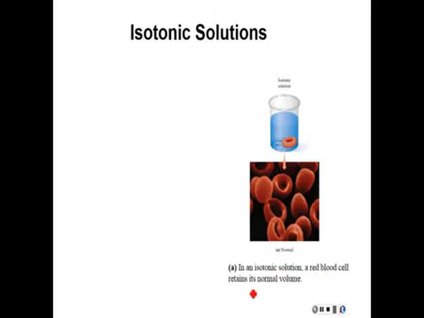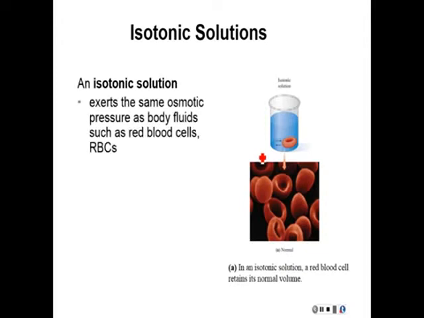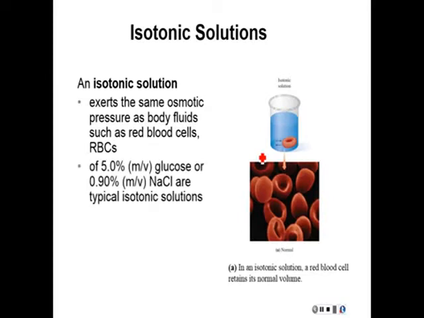In an isotonic solution, a red blood cell retains its normal volume. Iso means equal. So an isotonic solution exerts the same osmotic pressure as the body fluids, such as red blood cells. In other words, it's an equal movement of water in and out of the blood cell, so the blood cell itself doesn't really change. A 5% glucose solution or a 0.9% sodium chloride solution are typical isotonic solutions.